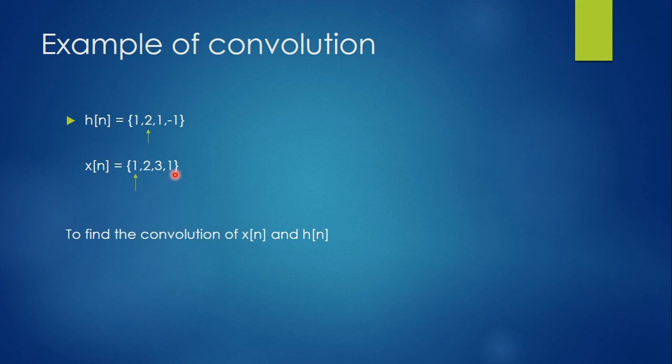Now, how to convolve that? First of all, the first step is that it has to be folded. 1 minus 1 will go to this side, 1 will come to this side. Then you multiply these two. Then you do the summation. It's something like that.